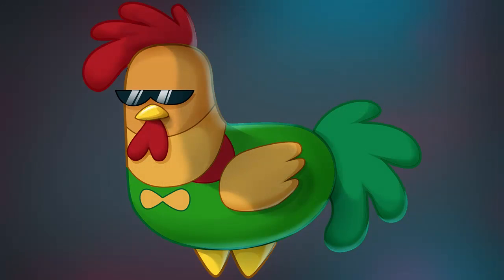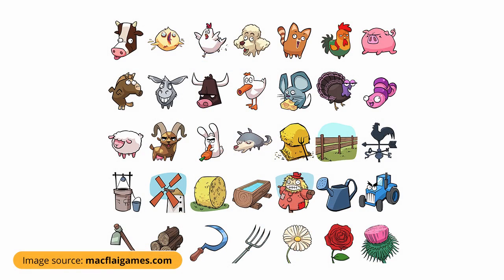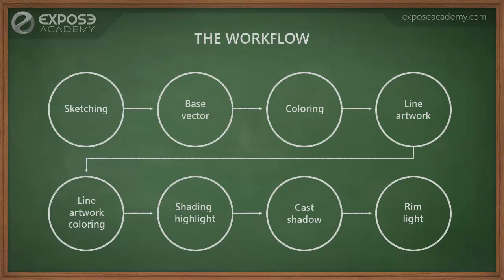Alright? Through video editing, you may already see the final result. But when I started, I only had an image in my mind of what I am going to create. The original idea was to create a spy bird like the pigeon spy in the movie Spy in Disguise. After I searched online, I came across these nice-looking game artworks from MakeFlyGames.com. I kind of like the rooster here, so I decided to create a rooster spy. Basically, it is just a rooster with dark eyeglasses and a tie. Let's start with the sketching process.